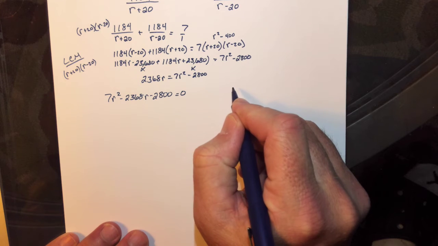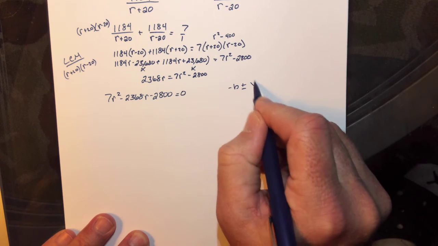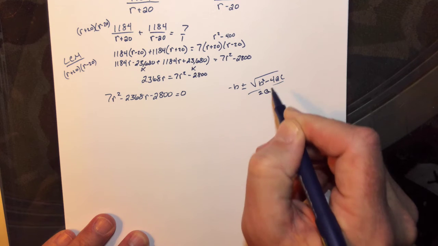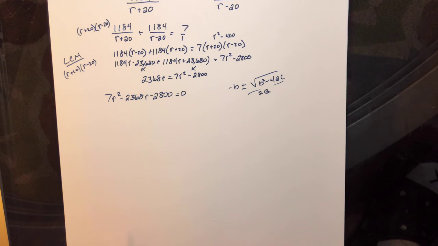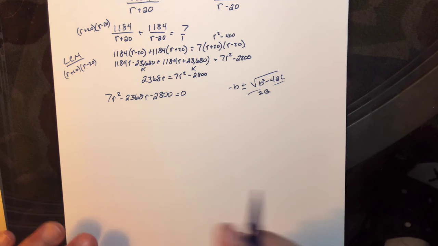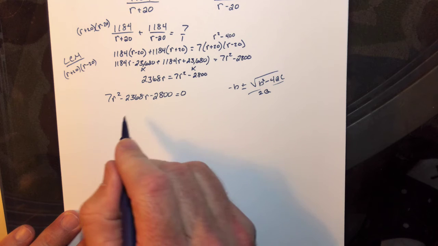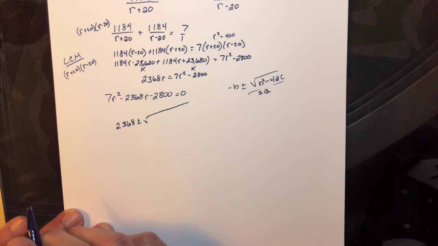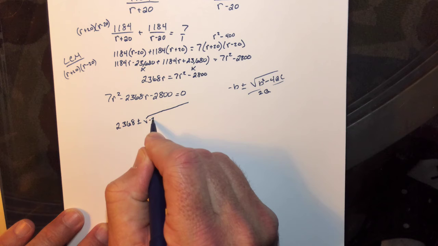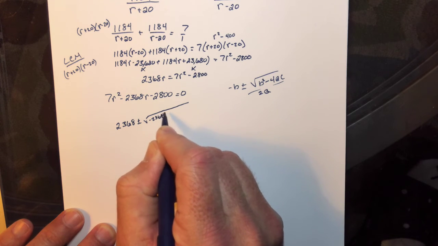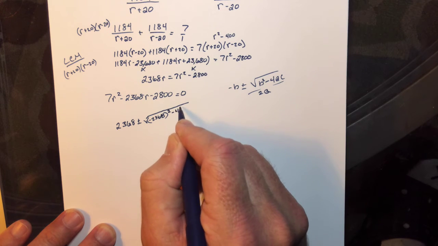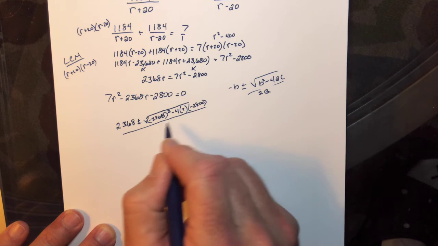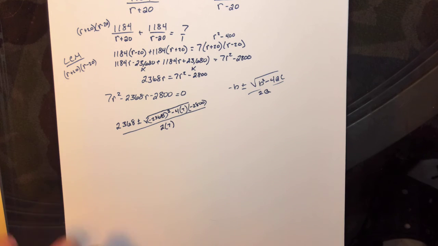So what are we going to do? Quadratic formula. Opposite of b, plus or minus the square root of b squared minus 4ac, all over 2a. So let's set her up. B, opposite, so positive 2,368 plus or minus. Yep, that's going to get big. Negative 2,368 squared minus 4 times 7 times a negative 2,800, all over 2 times 7.